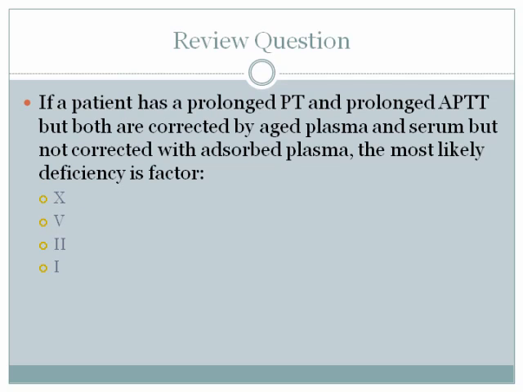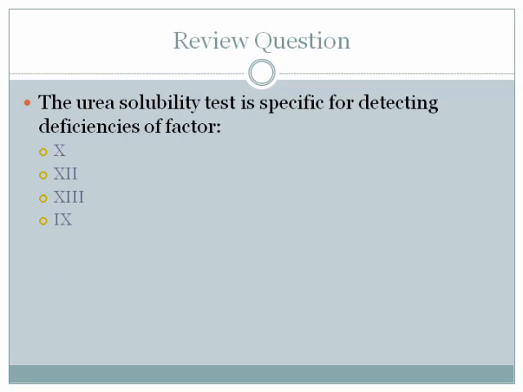Okay? If a patient has a prolonged PT and a prolonged APTT, but both are corrected by aged and serum, but not corrected with adsorbed, what is most likely our deficient factor? Good. That was quick. Yeah, it's factor 10. Perfect. All right. The urea solubility test is specific for detecting deficiencies of factor 13. You're all over that one now.